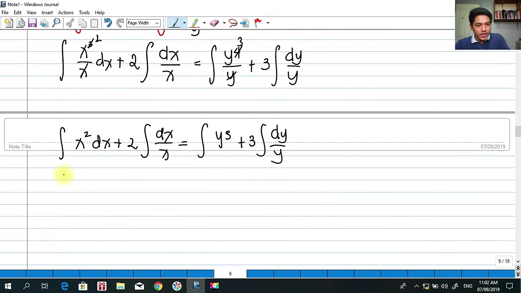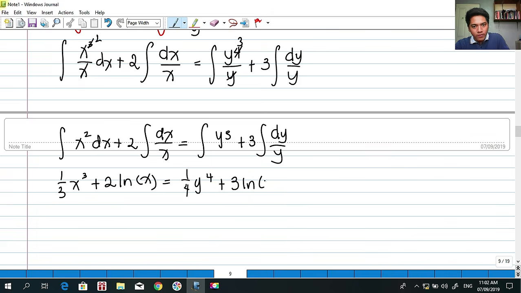So integral of x squared dx, that is 1/3 x cubed plus, this is ln again, 2 ln of x is equals to 1/4 y raised to 4 integral of y cubed plus 3 ln of y, don't forget the plus c. Okay? Again, since here we have an x term that is in terms of logarithm and we have an x term that is not in logarithm, we cannot cancel out easily the ln. The same here. We have 3 ln y and the other one is in this form. So we cannot cancel. So we can leave it as it is.